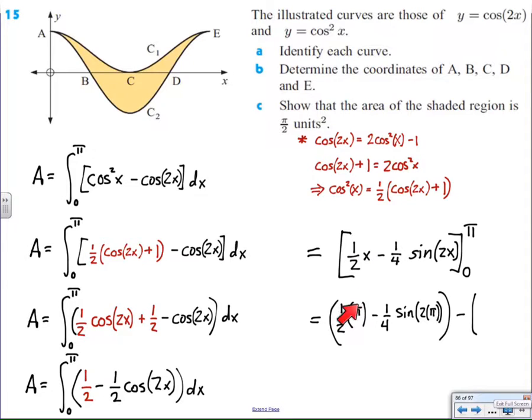When x is pi, we get half pi, or pi over 2. The sine of 2 pi is 0. You can find that in your calculator or using common sense. And 1/4 of 0 is still 0. Here, when I put in 0 for x, I'm going to get 0 for the first term, and the sine of 0 is also 0. So I end up with pi over 2, just as I knew I would. So that's the non-calculator approach to that particular exercise.